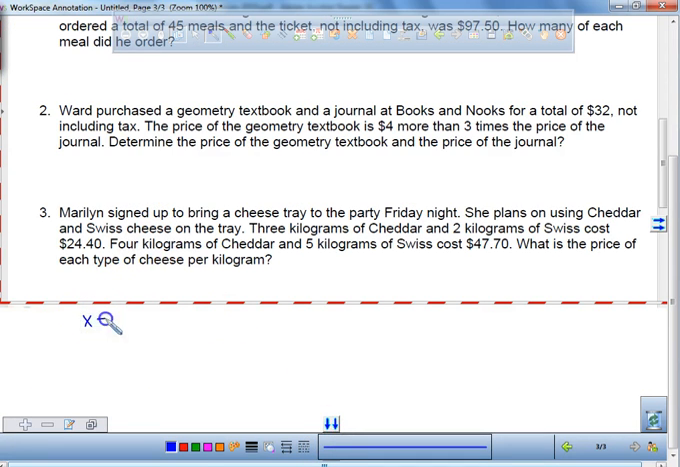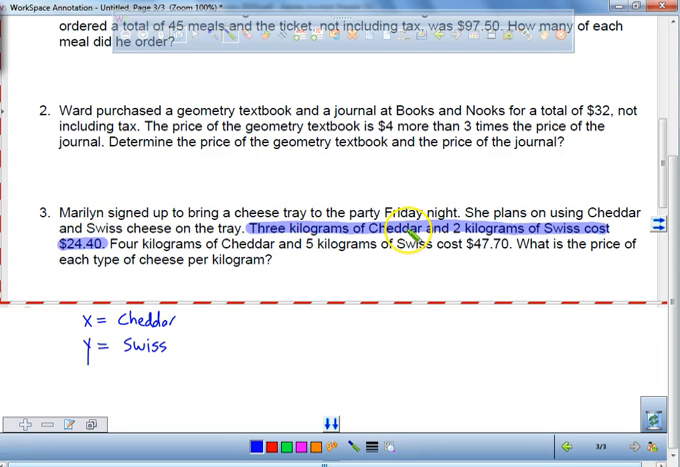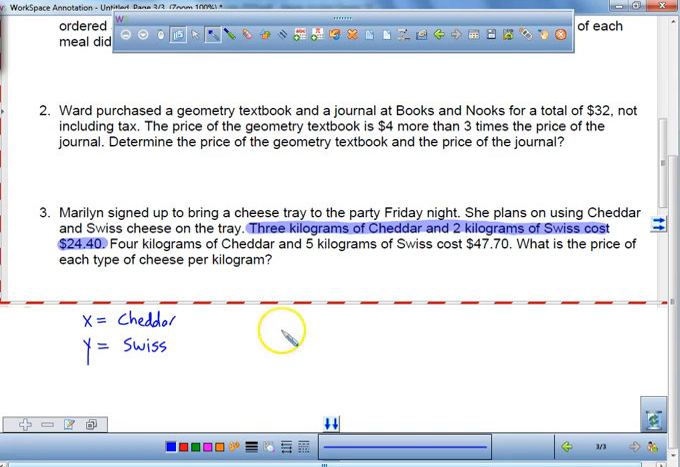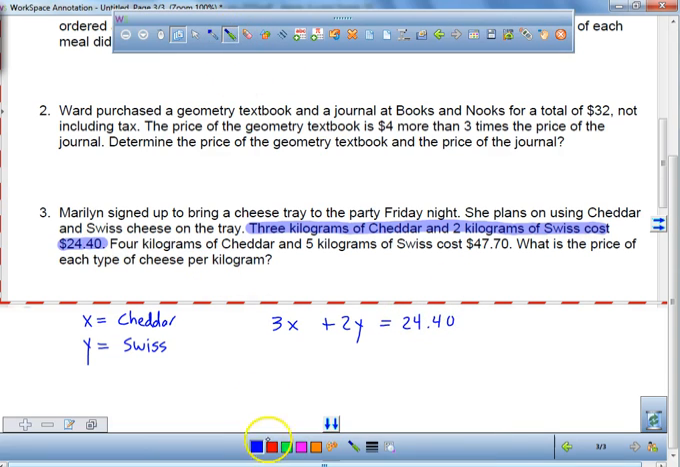On this problem, let's say x equals cheddar, y equals Swiss, and I'm going to highlight the two system of equations. We want in blue. It says 3 kilograms of cheddar. Okay? So we have 3 kilograms of cheddar and 2 kilograms of Swiss cost a total of $24.40. That's how you set that one up.